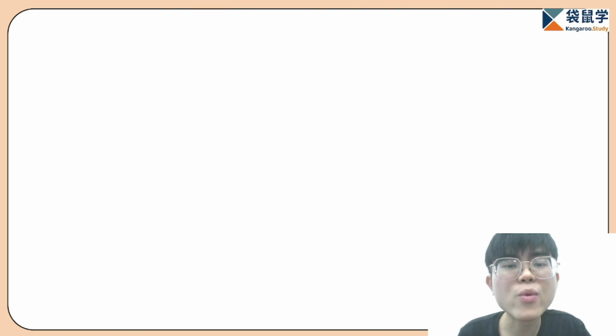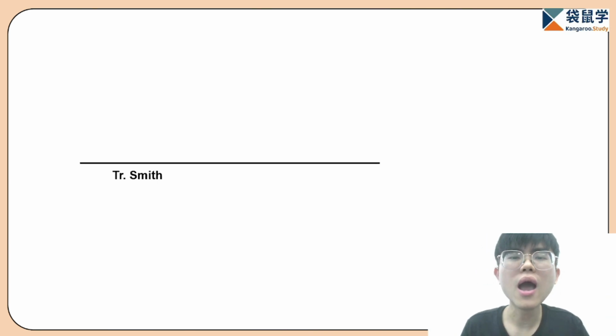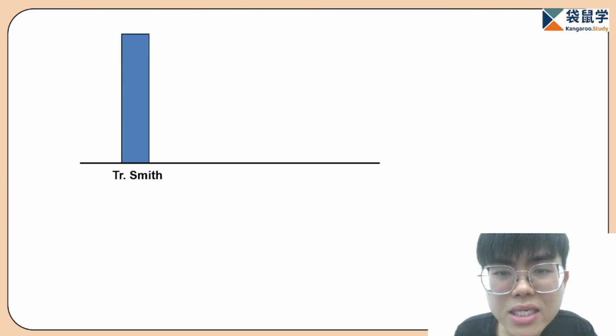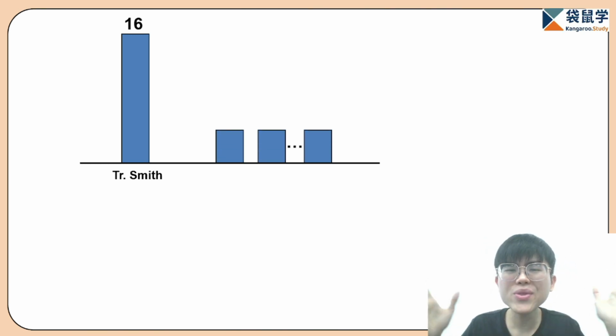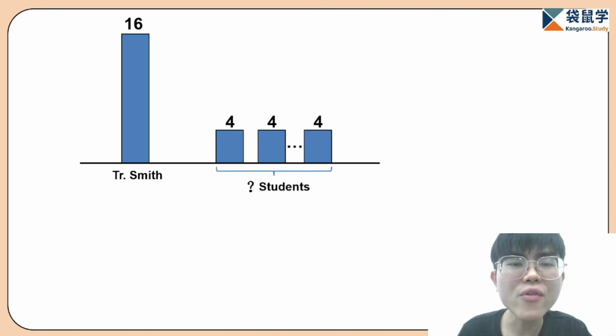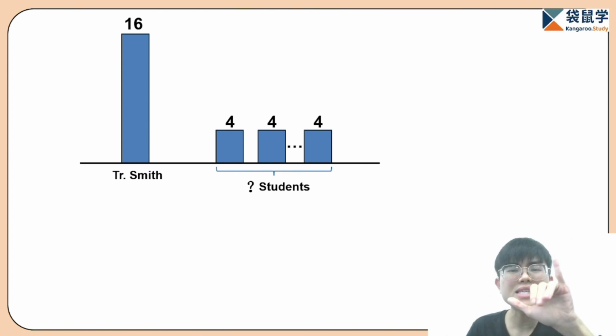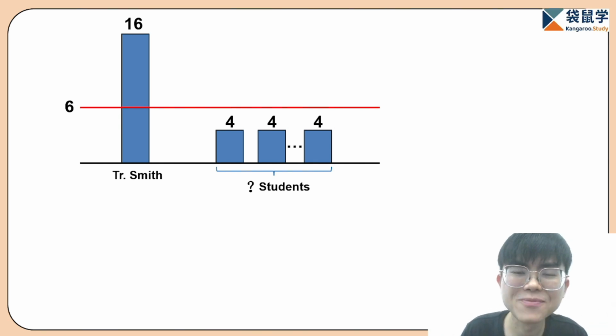At Kangaroo Study, we have one of our teachers called Teacher Smith. Teacher Smith has 16 reward cards, and let's try to draw a bar graph for it. So this is the 16 reward cards. Then we have a group of students, but we do not know the number of students. Each of the students has 4 reward cards. Now, we want everyone to have an average of 6 reward cards. So how do we find how many students there are?